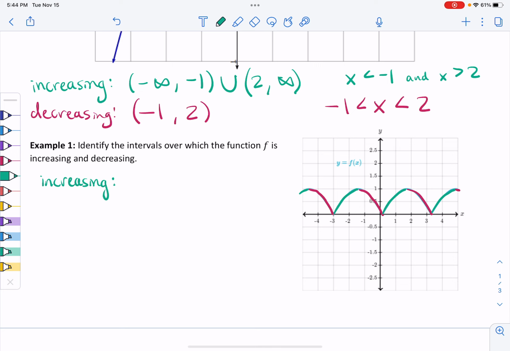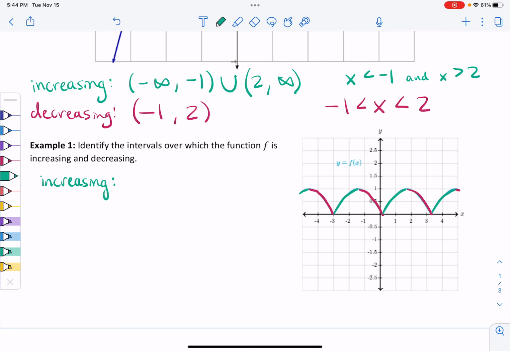It is increasing from what we can see, because this graph probably continues on forever, let's just go off of what's on the graph, okay? So, because this may go down, we're going to assume that it goes on forever that direction.